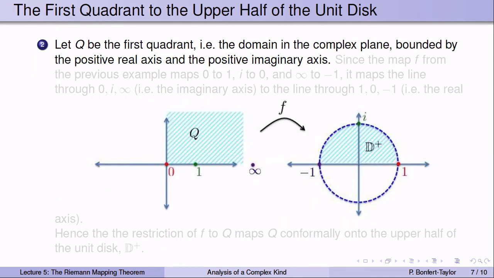Let's look at another example. Let Q be the first quadrant, so the domain in the complex plane that is bounded by the positive real axis and the positive imaginary axis.